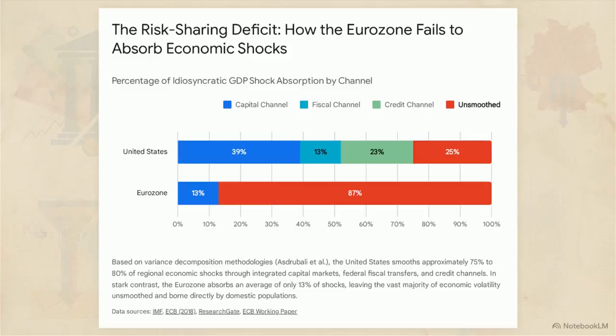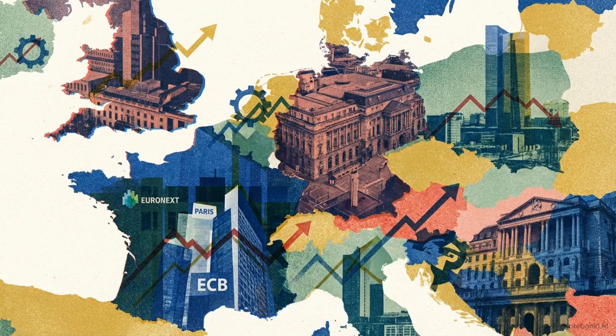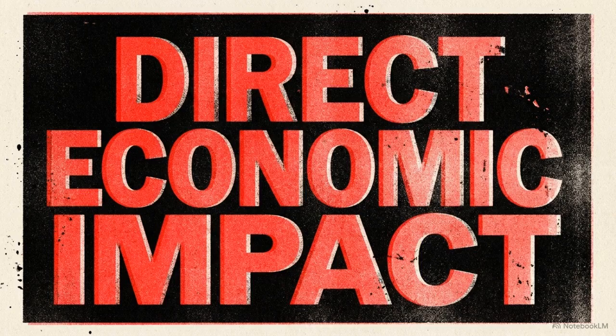Panning down to the Eurozone data, the contrast is stark. Because Europe has heavily fragmented capital markets and zero central fiscal union, it manages to absorb a mere 13% of a localized shock. That leaves a massive 87% of the economic drop completely unsmoothed.